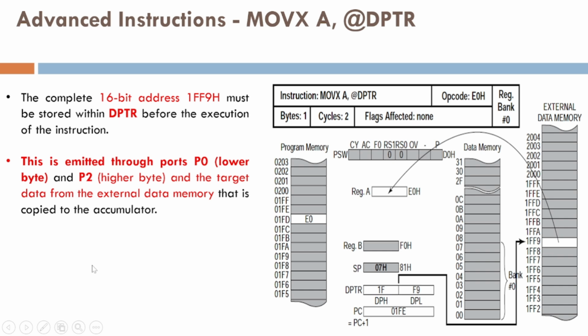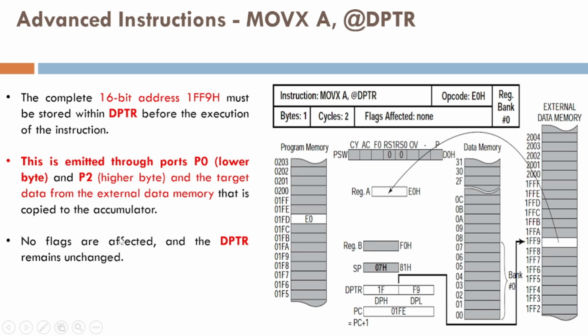So life here is a bit easy when we use the DPTR, because we can directly load the address into the DPTR. It's a 16-bit register, so the lower byte can be sent through port 0, and the upper byte is sent through P2. So we will be able to address the location 1FF9. It's a similar technique. In this example, we have shown 1FF9. You can use any of the locations using these instructions.